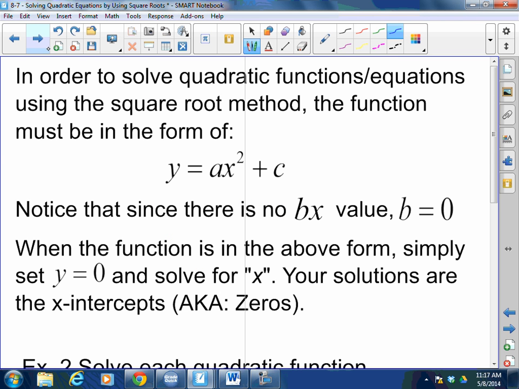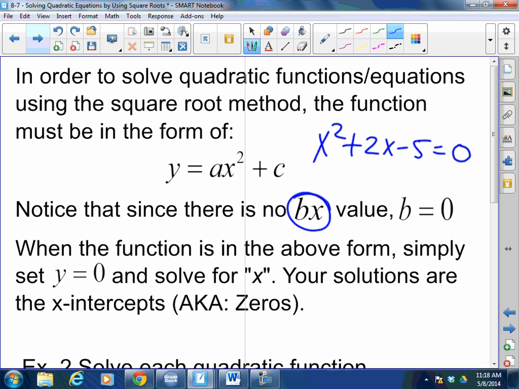So now let's wrap it all together. In order to solve quadratic functions or equations using the square root method, the function, first of all, must be in standard form, which is going to be y equals ax squared plus c. Please notice that there is no bx. You cannot use this method for one of these. You cannot use the square root method here.